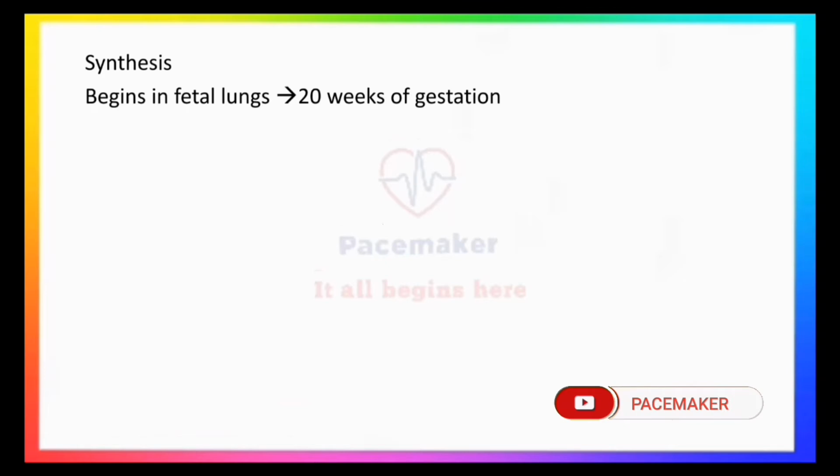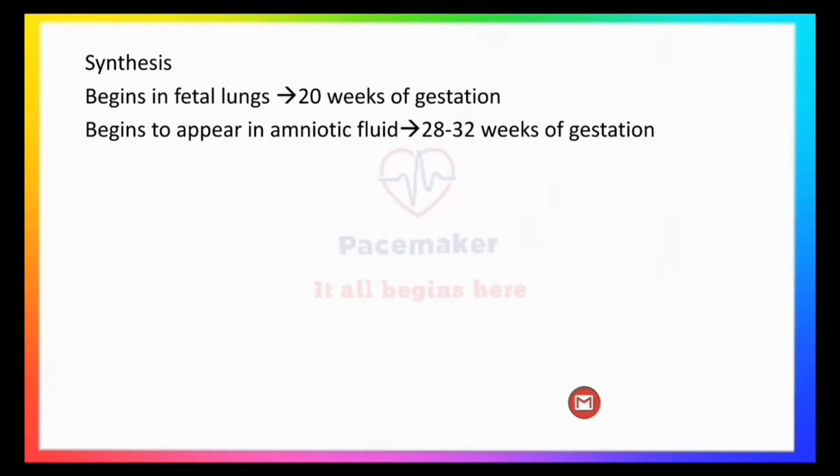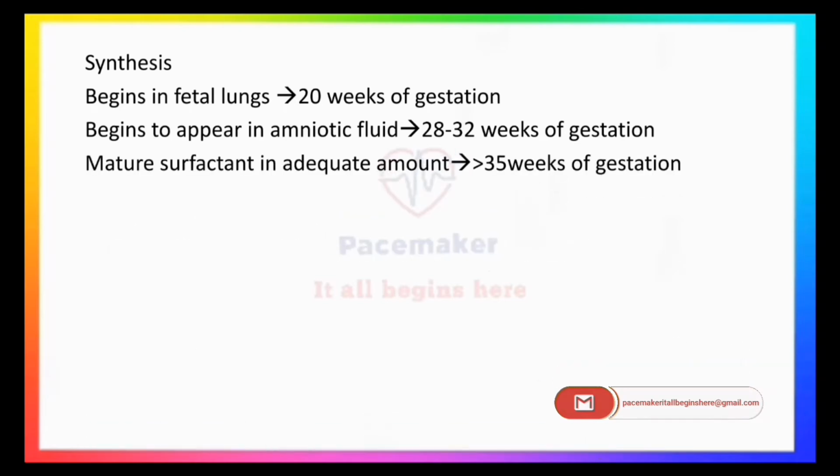And how is this surfactant synthesized, or when does the surfactant start appearing in a newborn lung? The synthesis of surfactant begins in fetal lungs at around 20 weeks of gestation, and it begins to appear in amniotic fluid at around 28 to 32 weeks of gestation, and mature surfactant in adequate amount is seen at around 35 or more than 35 weeks of gestation.